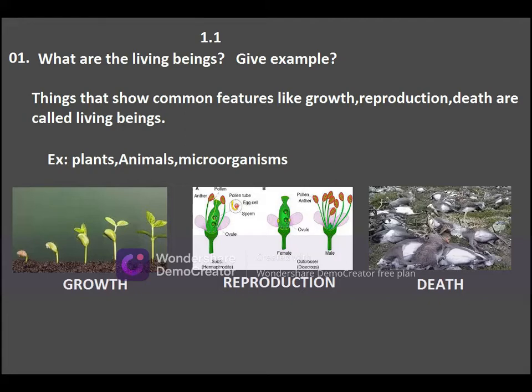1. What are living beings? Give example. Things that show common features like growth, reproduction, death are called living beings. Example: plants, animals, microorganisms.